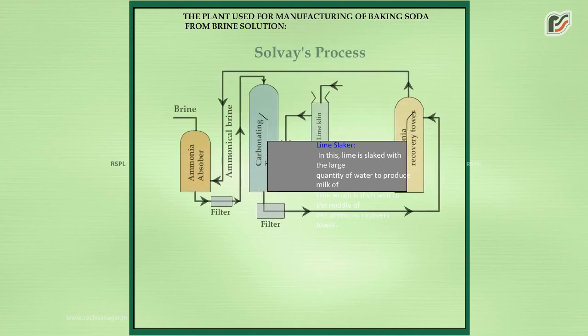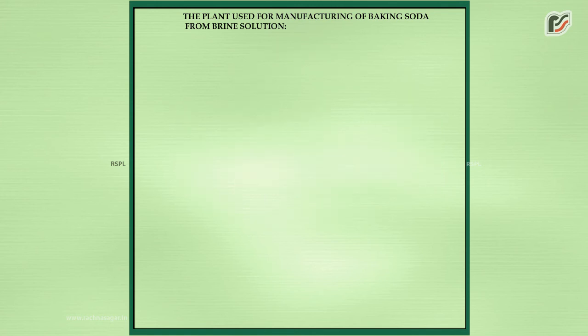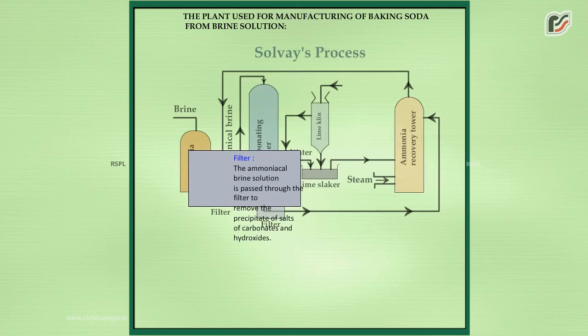Lime slacker. In this, lime is slaked with a large quantity of water to produce milk of lime, which is then sent to the middle of the ammonia recovery tower. Filter. The ammoniacal brine solution is passed through the filter to remove the precipitate of salts of carbonates and hydroxides.